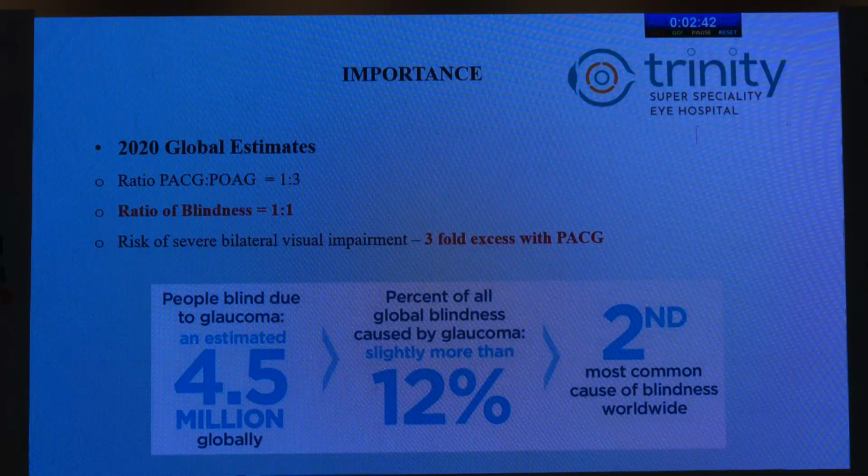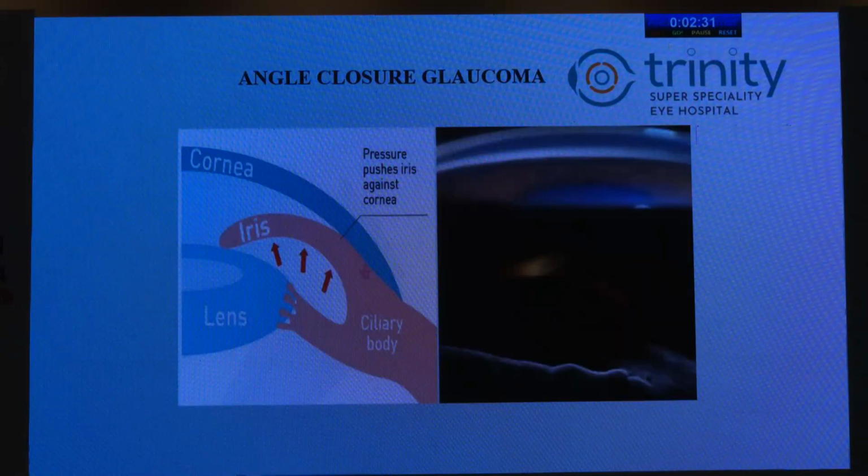As per 2020 global estimates, the ratio of PACG to POAG is 1:3, but the ratio of blindness is 1:1. Which means the risk of severe bilateral visual impairment is more with angle closure disease.